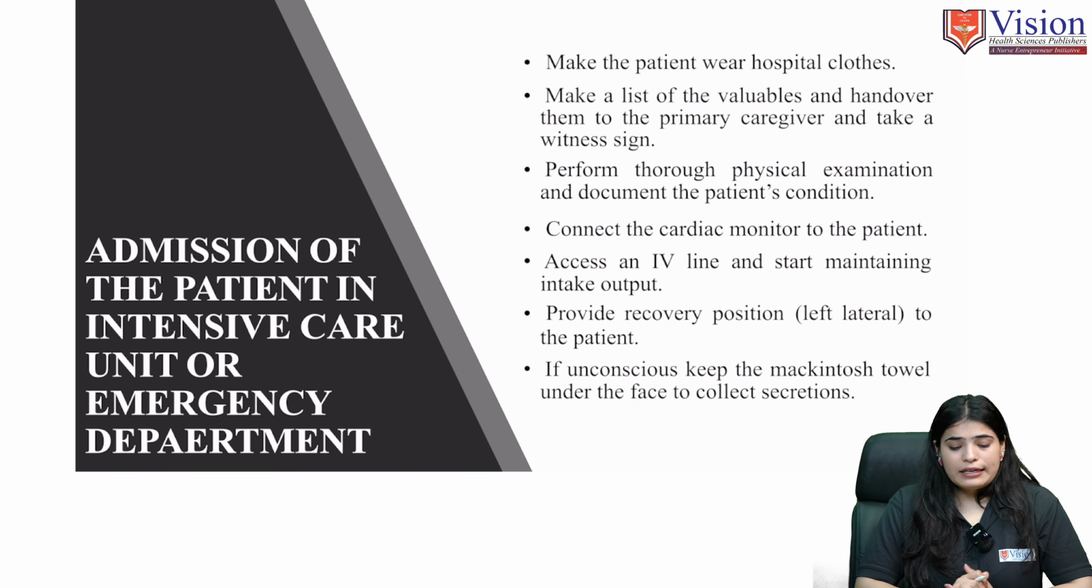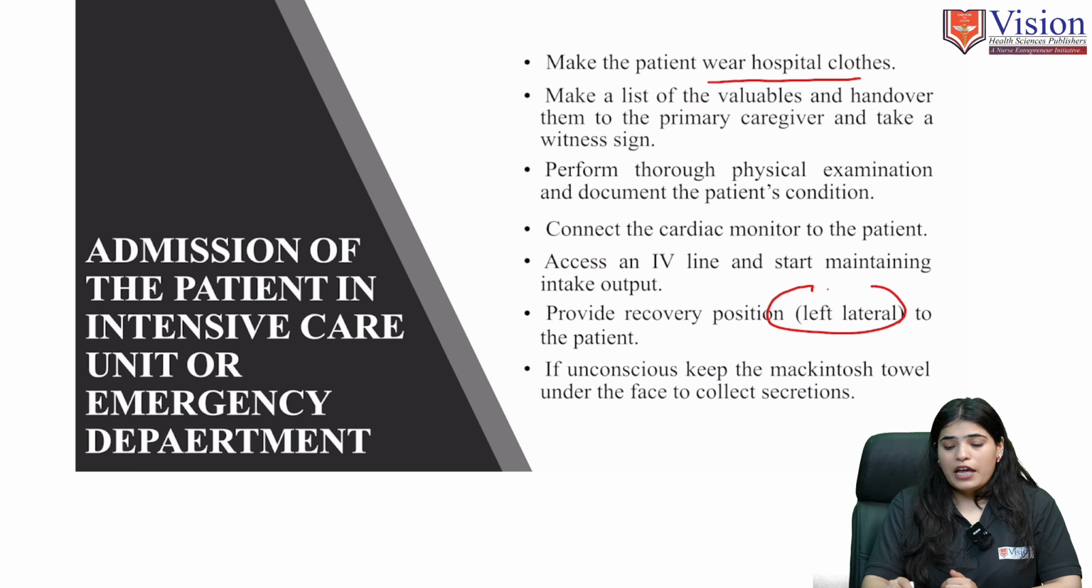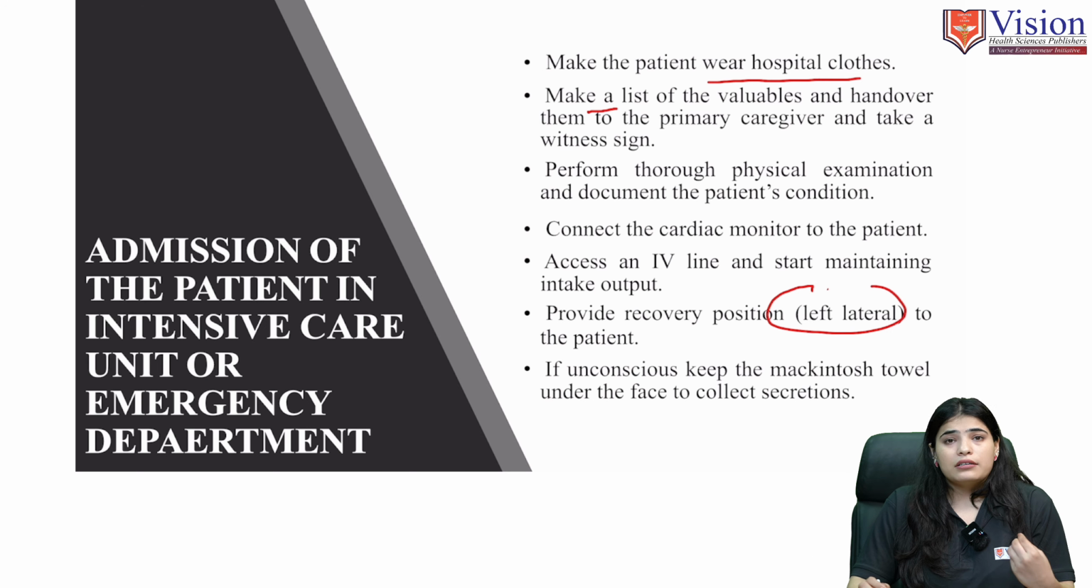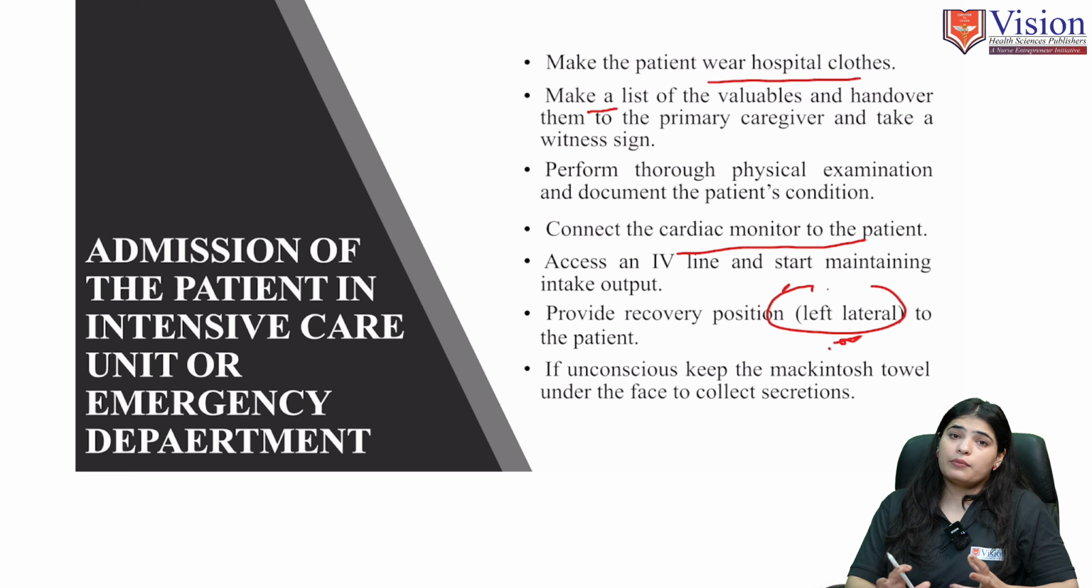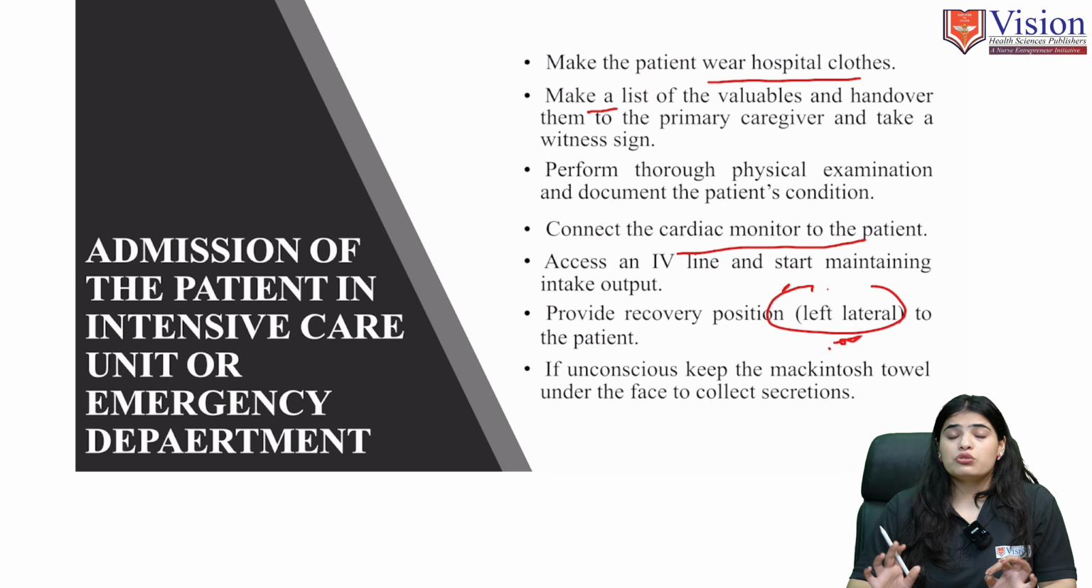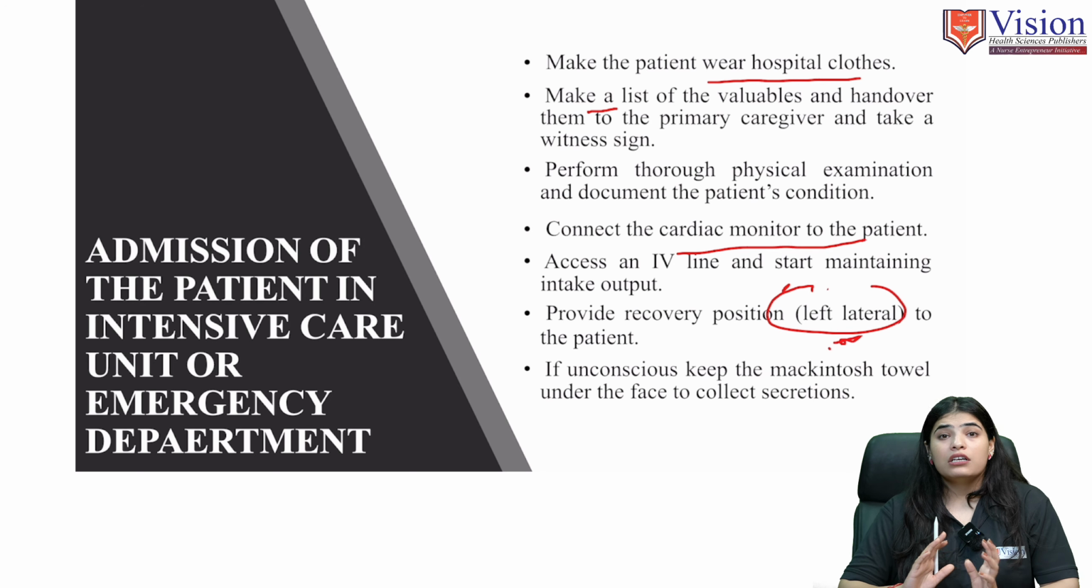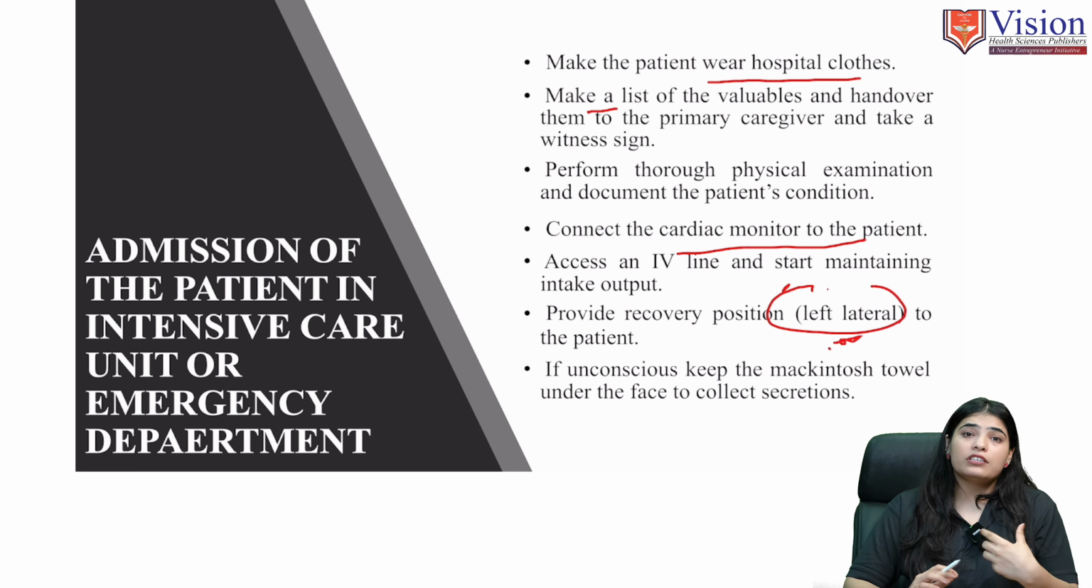So students, in the admission of a patient in the intensive care unit or emergency department, what are the other things we can do? We have to make sure that the patient is wearing the hospital clothes. We have to make sure all the valuables of the patient are handed over to the caregivers. The patient is provided the left lateral position. We connect the cardiac monitor to the patient, and we perform a thorough physical examination of the patient, and we document that so that we can find out whether the patient's condition is good, deteriorating, or improving.